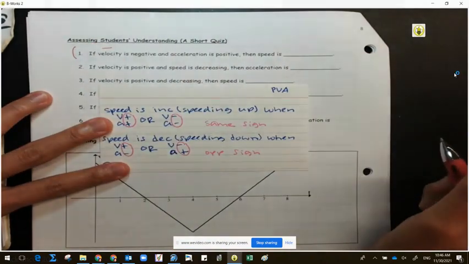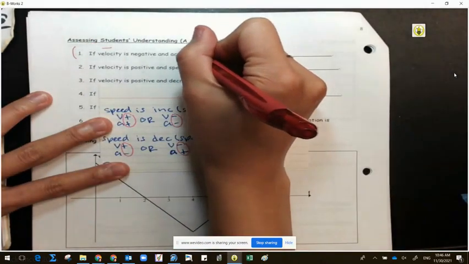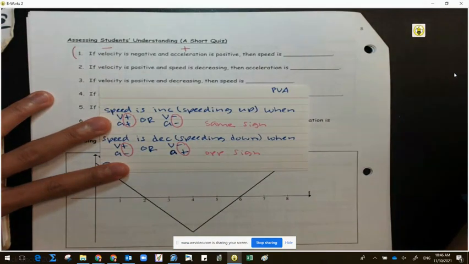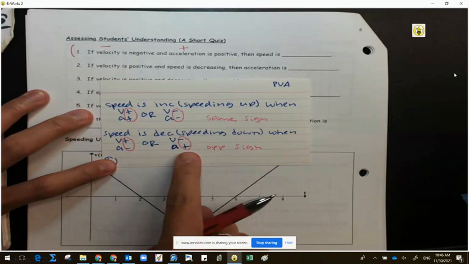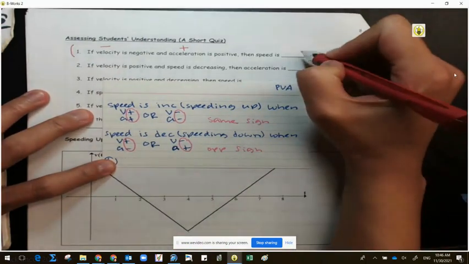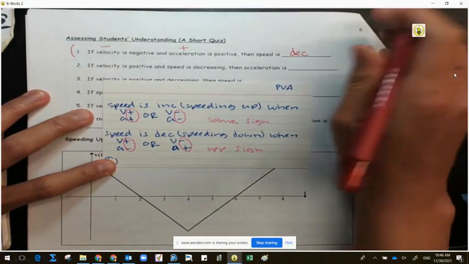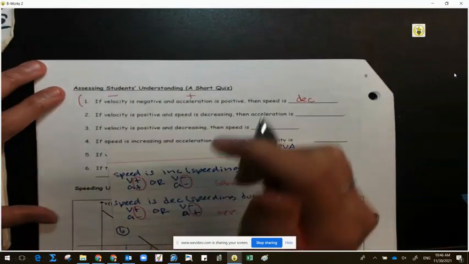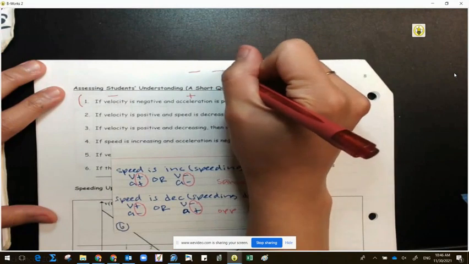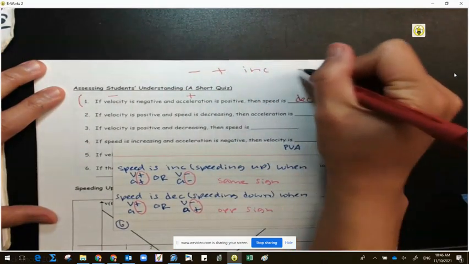Velocity is negative and acceleration is positive. Notate it. So when the velocity and acceleration have opposite sign, what is happening to our speed? It is decreasing. So on all of the blanks, your answer will either be positive, negative, increasing, or decreasing.